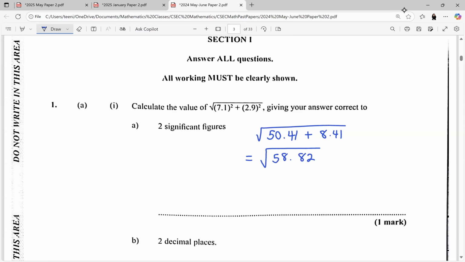58.82. So on your calculators, guys, are you seeing the square root symbol? It's literally a key that has a square root symbol on it. You guys seeing it? So you type in the square root symbol, 58.82, and tell me your answer. It says to give your answer correct to two significant figures. So before you give it to me, just give me the answer as is on your calculator.